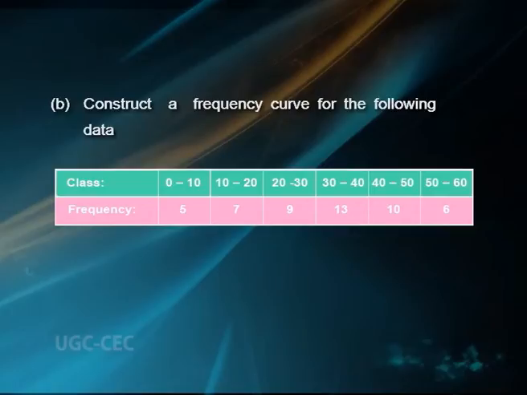2. Construct a frequency curve for the following data: classes 0 to 10, 10 to 20, 20 to 30, 30 to 40, 40 to 50, 50 to 60 with corresponding frequencies 5, 7, 9, 13, 10 and 6.